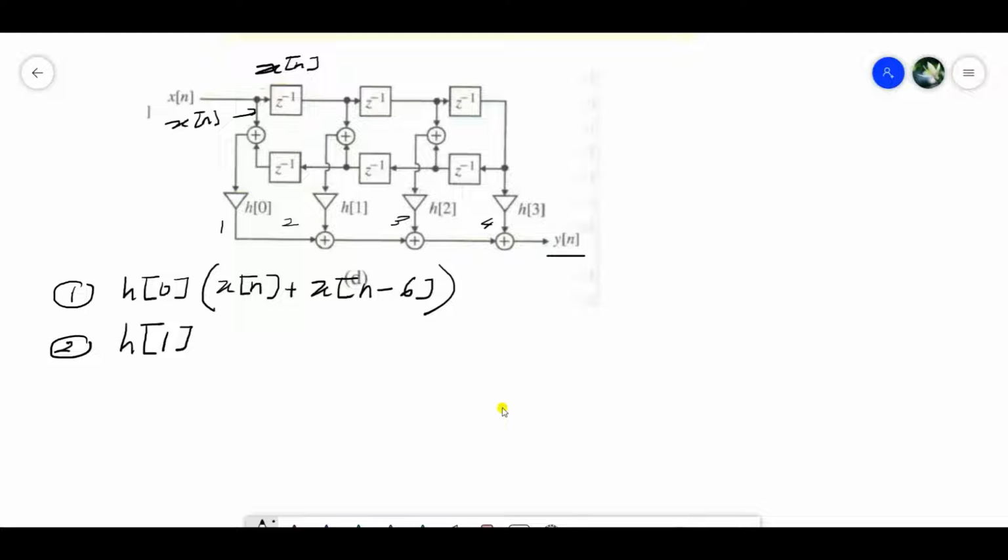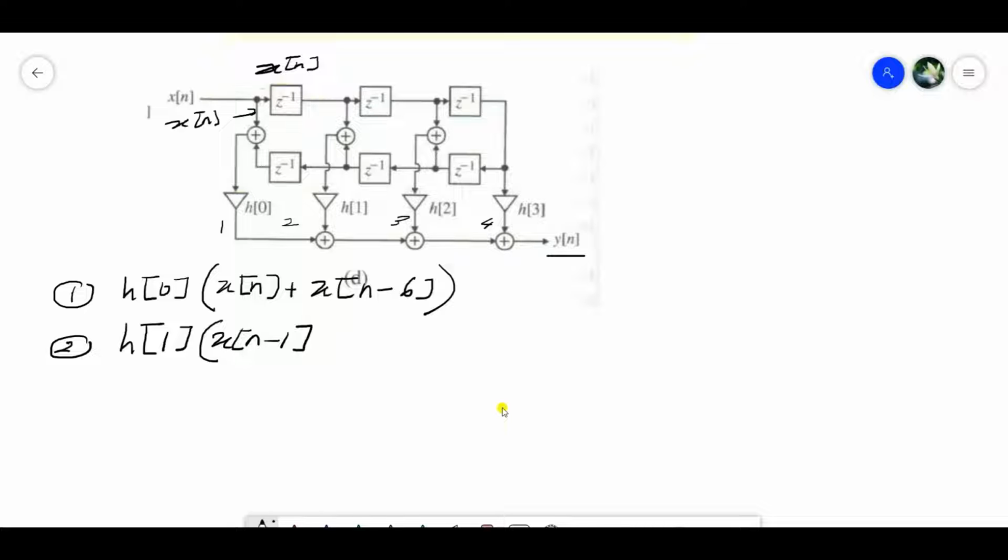Again, we trace back to this line. So xn going into a node, it copies itself. So we have xn going into a delay. So one time delay goes into a branch and comes into the summing junction. So here you have the xn delayed one time, and then here is another signal going into the summing junction. So what is the signal?